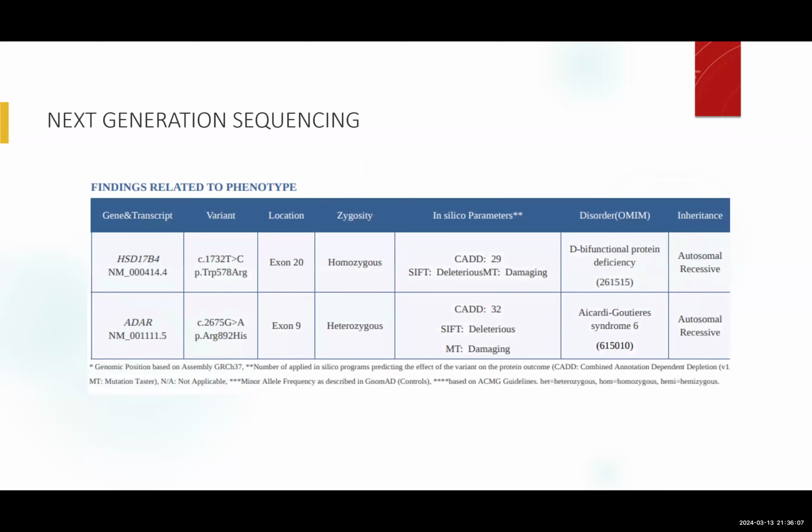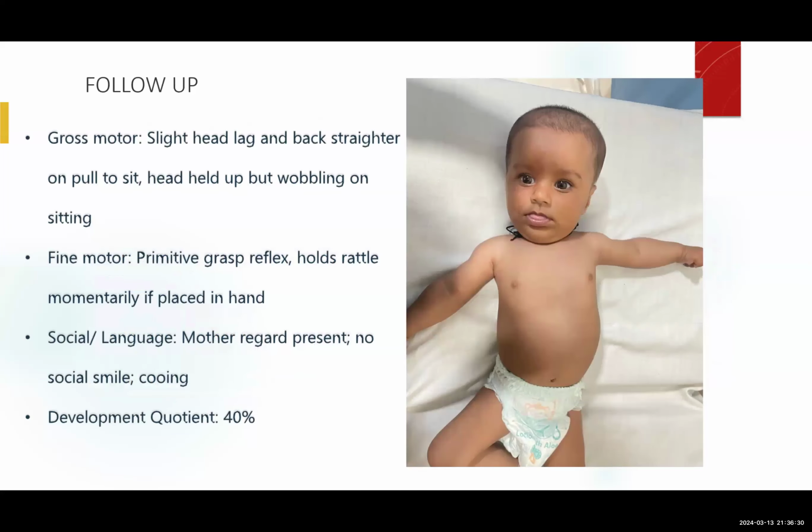Meanwhile, the clinical exome sequence report was obtained, which showed a homozygous missense mutation in exon 20 of the HSD17B4 gene, inherited in an autosomal recessive pattern, resulting in D-bifunctional protein deficiency with a CADD score of 29, suggesting a damaging mutation. On follow-up, the baby was seizure-free with a developmental quotient of 40% with normal vision and hearing.